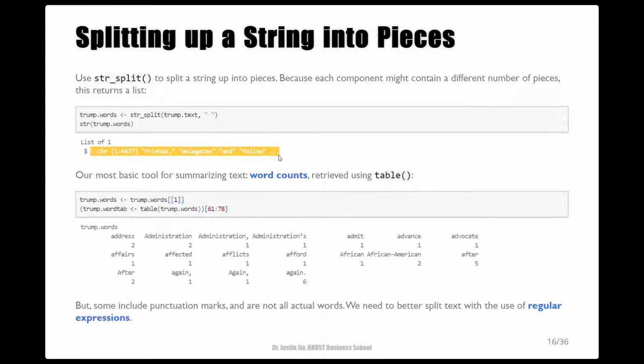And our most basic tool for summarizing text is word counts. It can be produced using the table function. The output of the table function is a named vector containing unique words and their count of occurrences. And the words are the names of the vector elements.